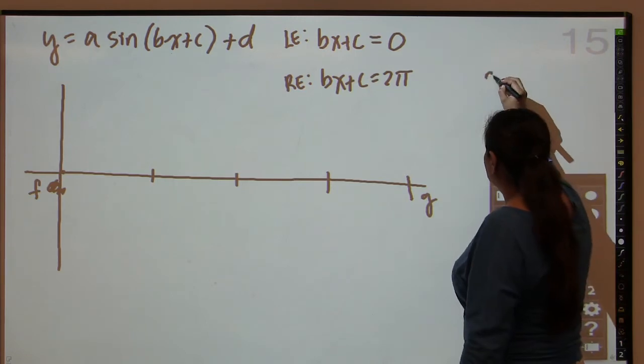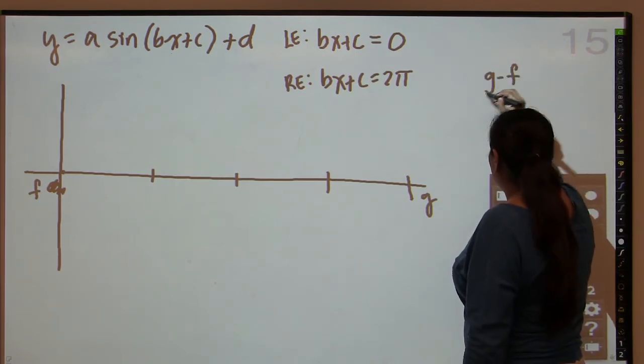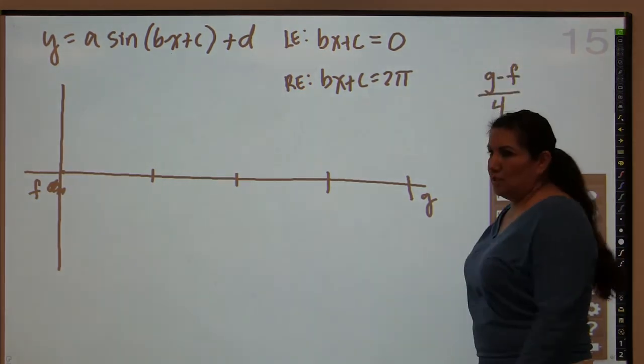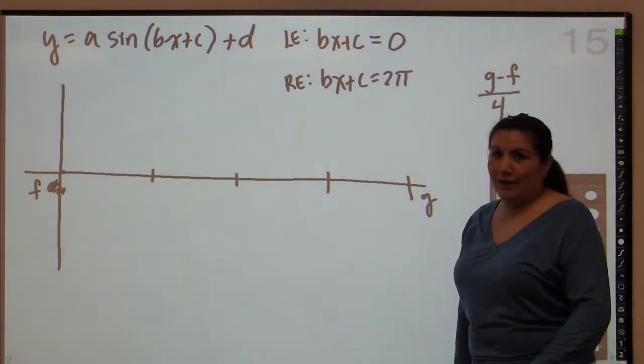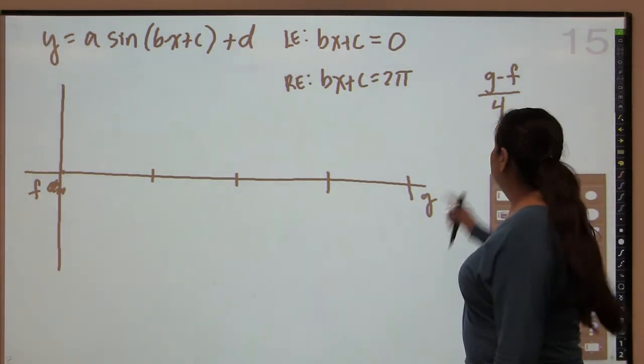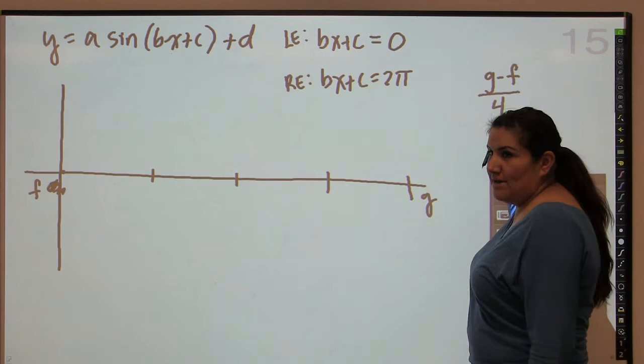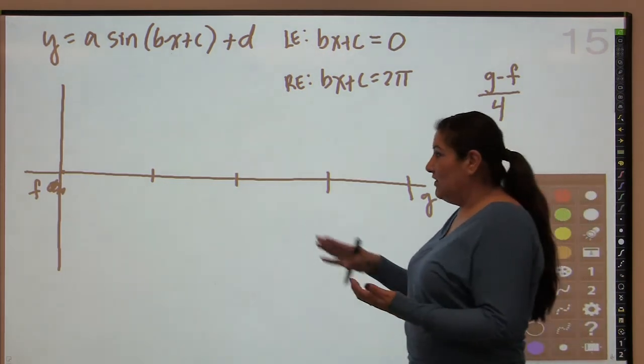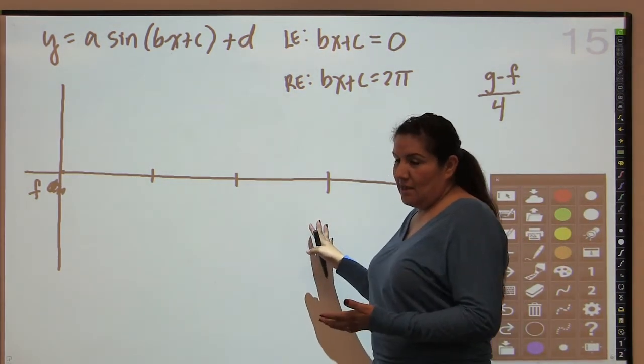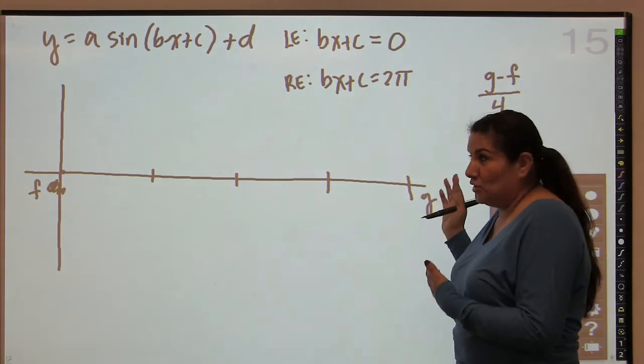This is how you get the other values. You take G minus F and divide it by 4. That's gross. It's real crazy. It's really not. Understand it, Laura. G minus F divided by 4. Now, we already know these values because they're easy, but I'm just going to show you that this formula actually works.